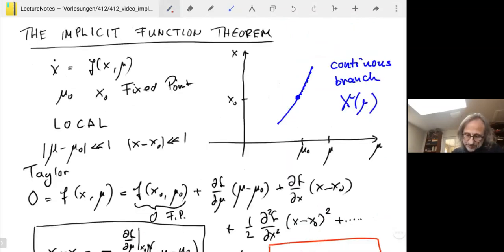such that x of mu naught is equal to x naught. So it goes through that point that we're talking about. And that continuous branch is actually also unique. That's also important to emphasize. So let me put that down here too. There's a unique continuous branch of solutions.